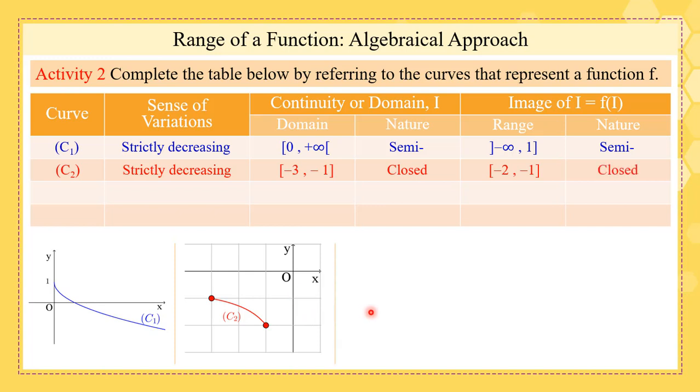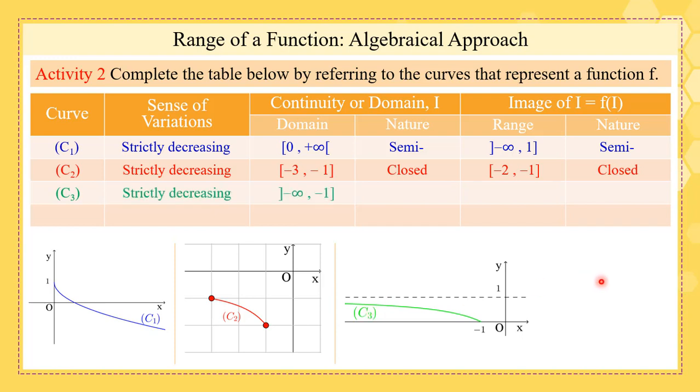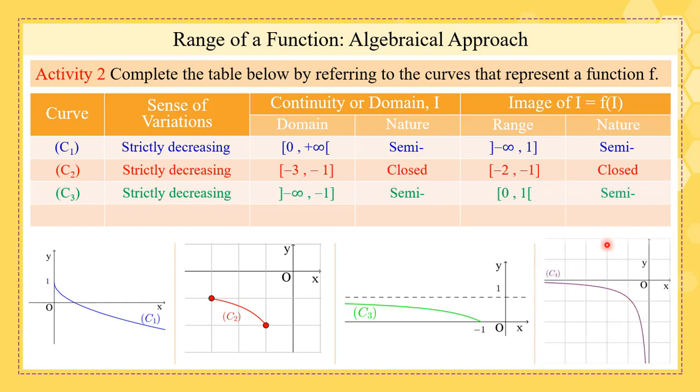also closed. Curve C3, it's strictly decreasing. The domain is from negative infinity to negative 1, semi, and the range is from 0 closed to 1 opened. Remember 0 closed because 0 in this case is attained, and this is semi. And finally with C4, it's also strictly decreasing. The domain is from negative infinity to 0 open, and the range is also negative infinity to 0 open.